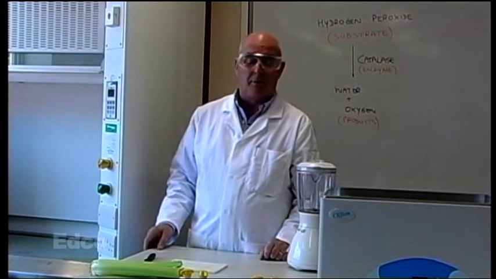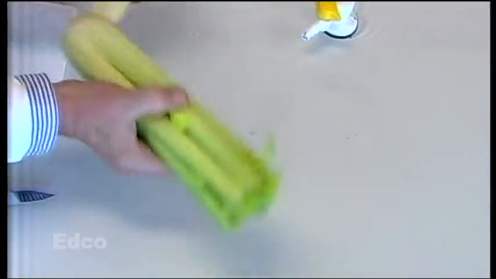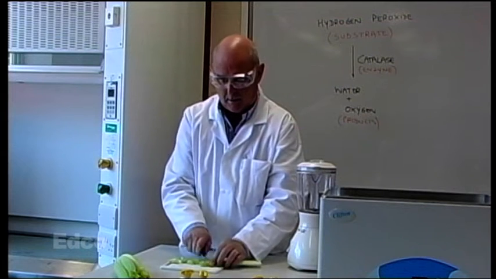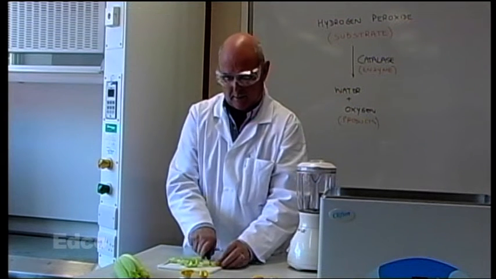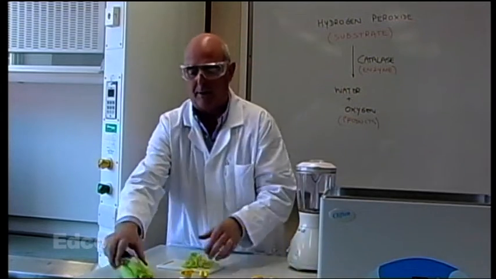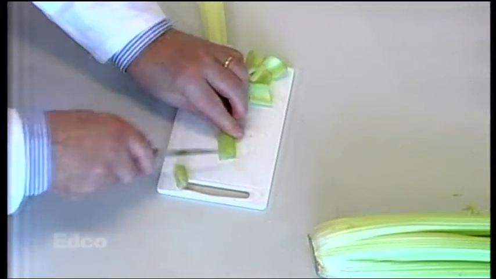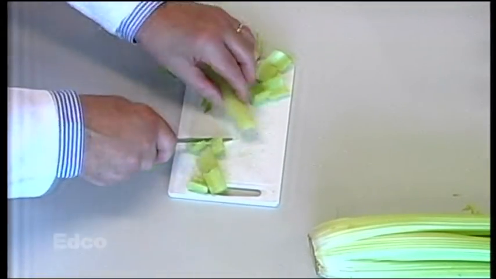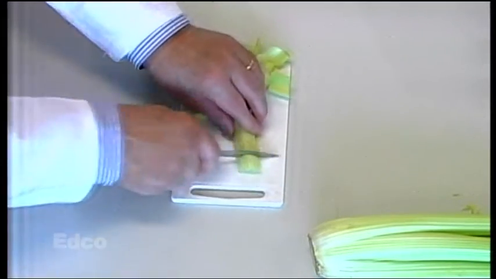As a source of catalase, we'll use celery. So what we'll do is we'll take a few stalks of celery and we'll chop it up. And celery will provide us with our enzyme catalase. Instead of celery, some people would use liver and various other materials. I'm using a chopping board to save the desk for safety reasons.